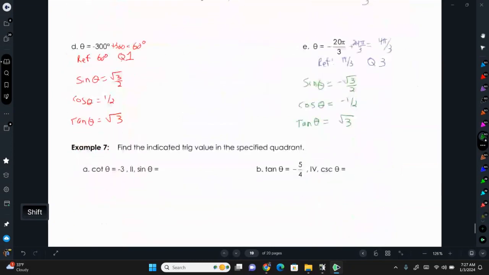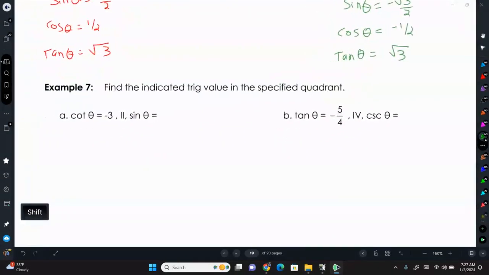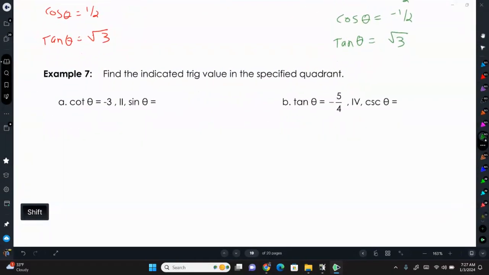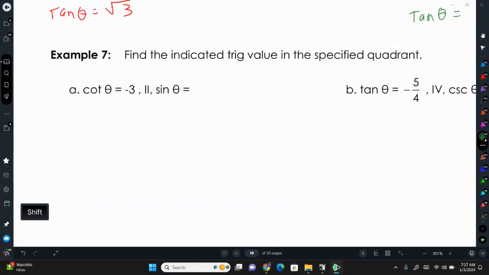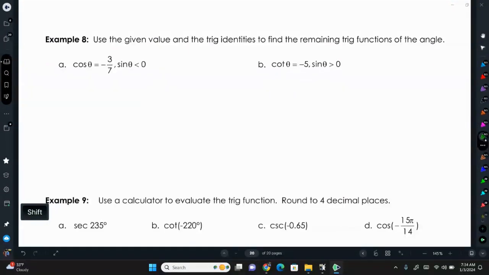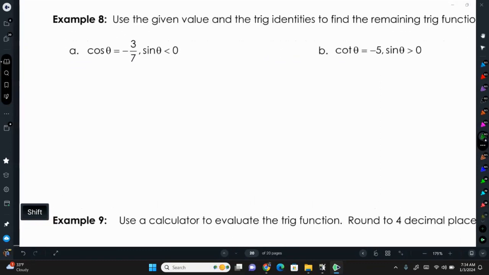So then let's look at example 7 here. A lot of the stuff that we did yesterday, but instead of finding all the trig functions, I'm just asking to find one of them. So find the indicated trig value in the specific quadrant. All right, now example 8 is like some of the problems we did yesterday, so I'm going to go ahead and do letter A, and then I'm going to have you try letter B.